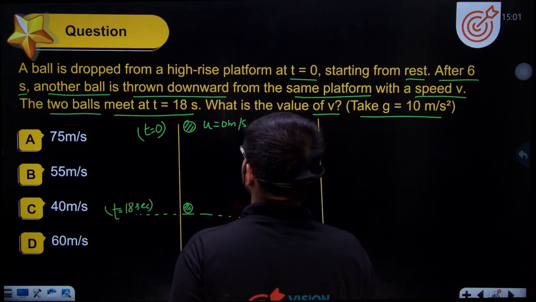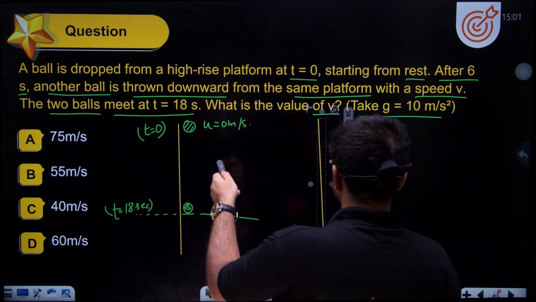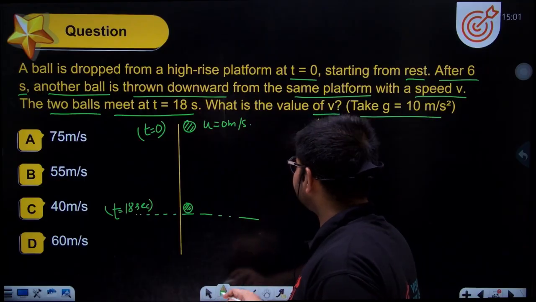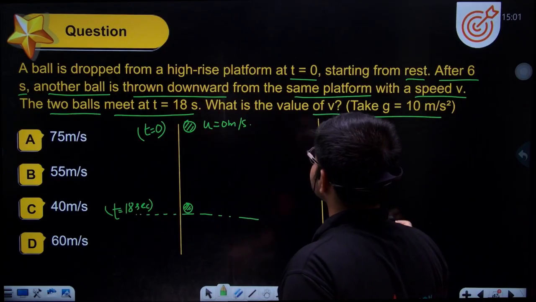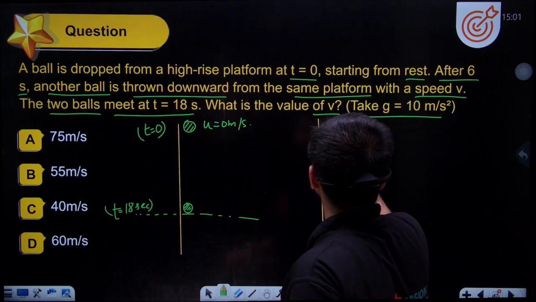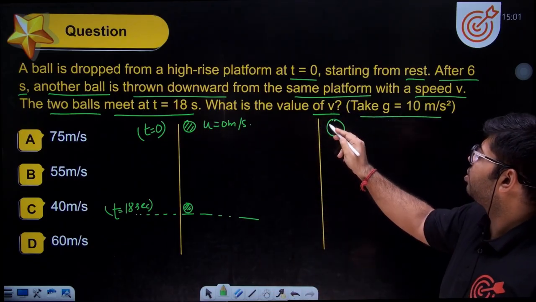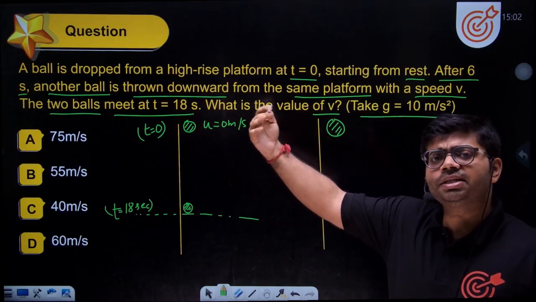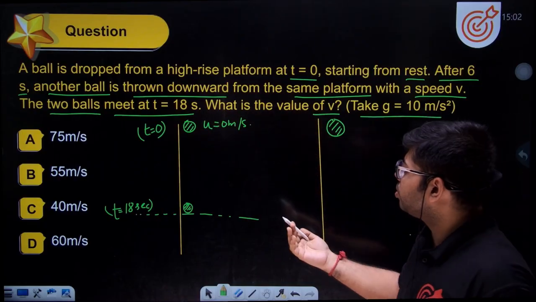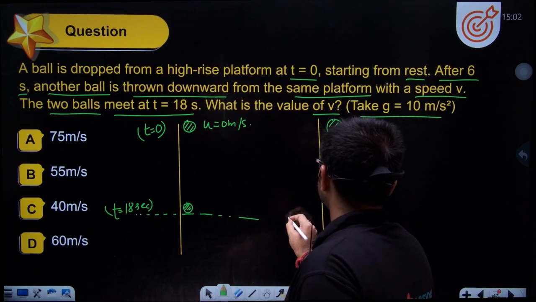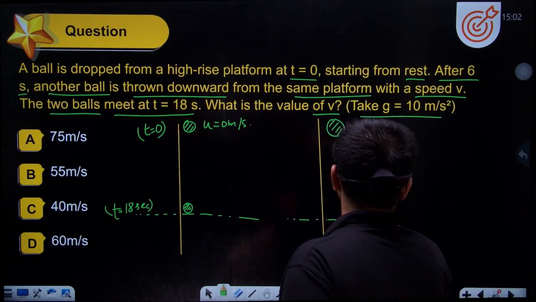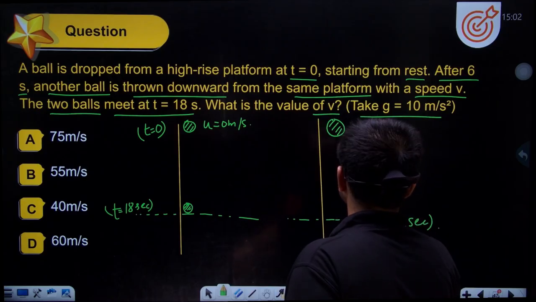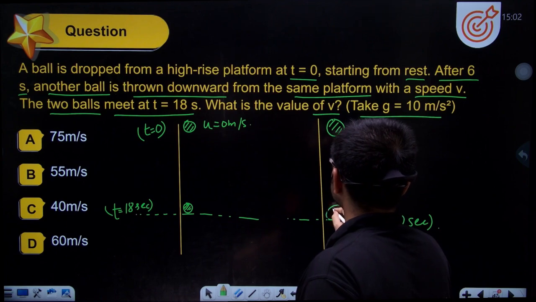Second case क्या है, ये बॉल ड्रॉप करने के 6 सेकेंड के बाद, after 6 seconds, I am dropping another ball, which is my this ball now. So after 6 seconds means 18 seconds से 6 seconds gone. So here at t is equal to 12 seconds, this ball will also cover the same distance.